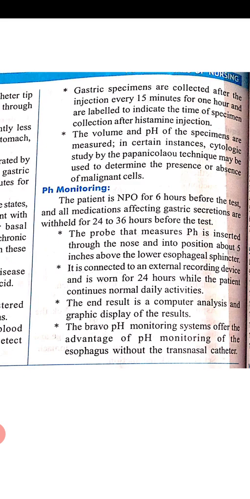So for the pH test, the patient should be nil per oral for 6 hours before the test, and should also not take any medications; they are withheld for 24 to 36 hours before the test.